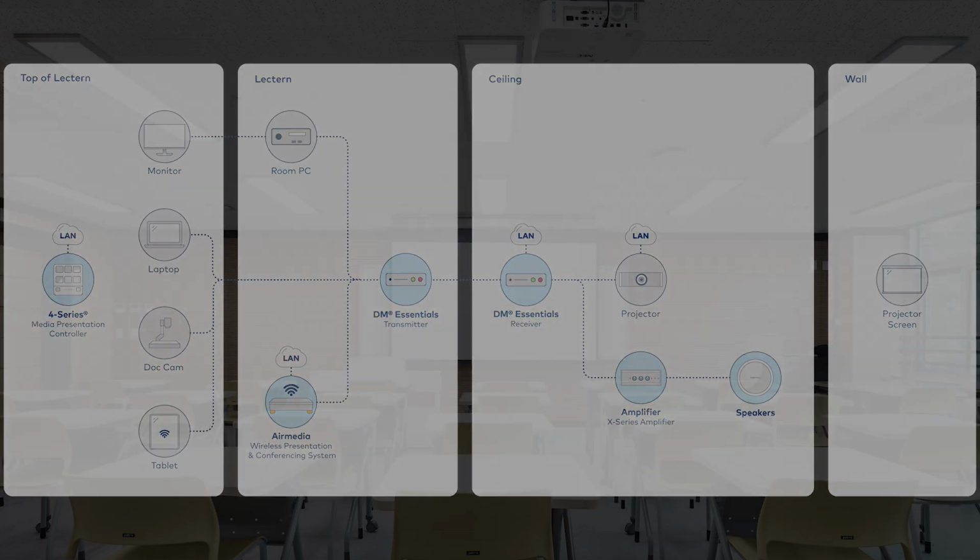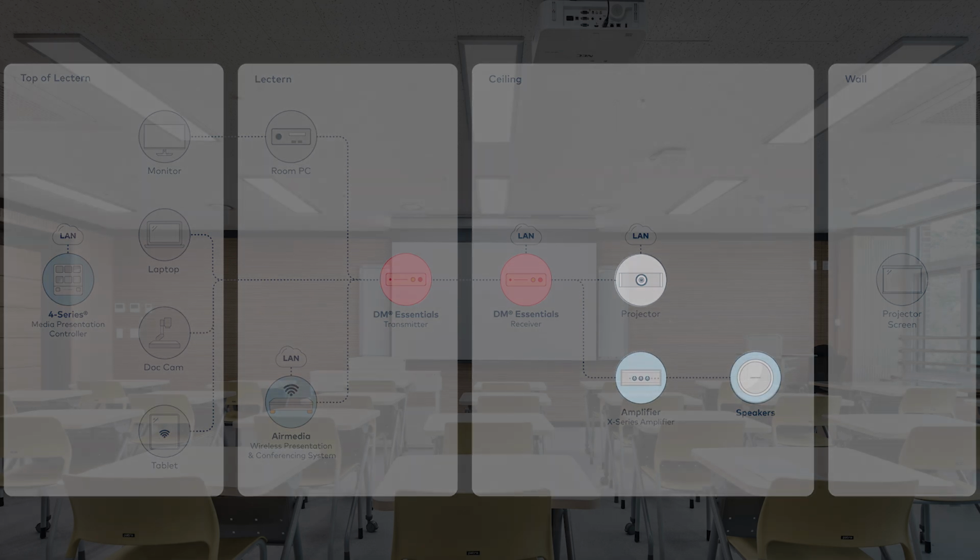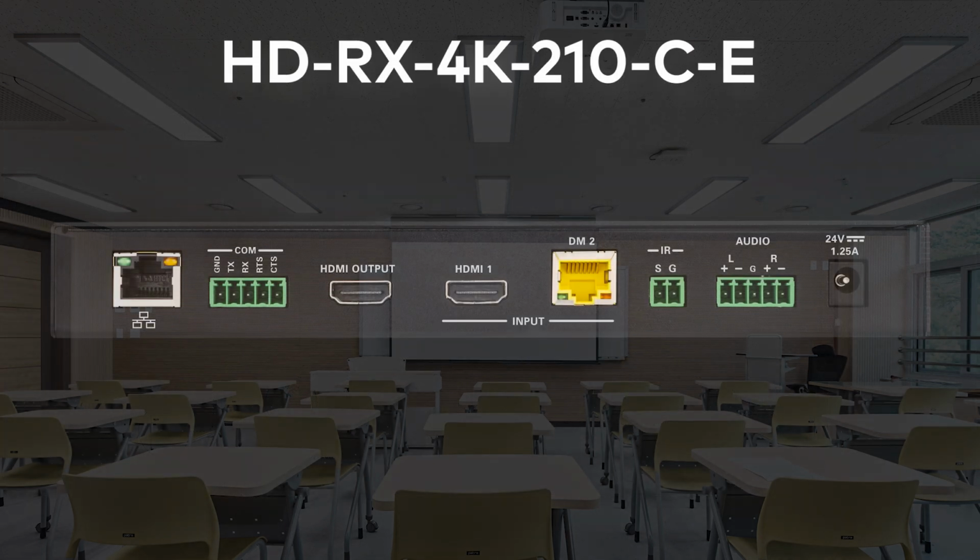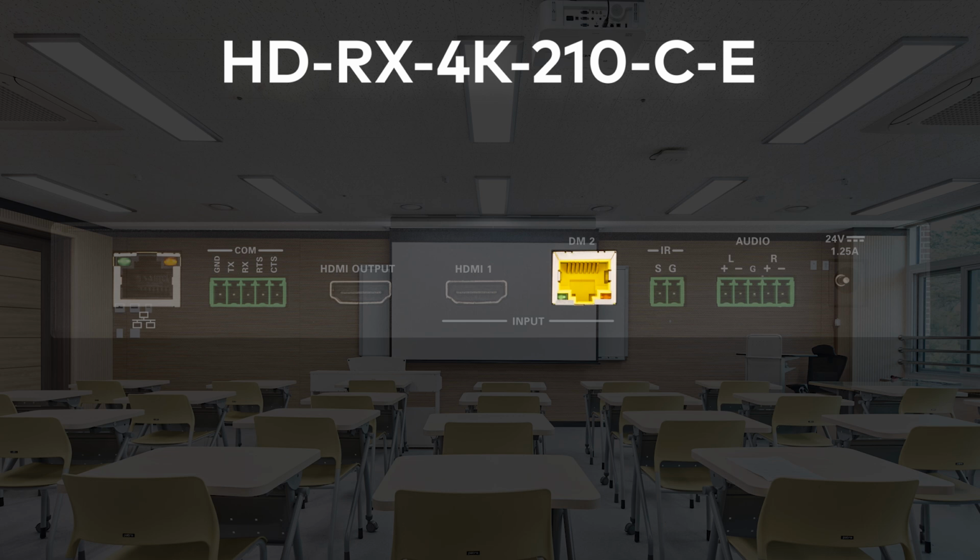At the other end, the HDRX 4K 210 CE receiver takes the DM Essentials signal into its DM Lite input and provides the video and control for your projector, as well as an audio output to drive the amp and speakers. This DM Essentials 2x1 AV switch and receiver features 1 DM Essentials input, 1 HDMI input, and 1 scaled HDMI output, as well as 1 analog audio output.